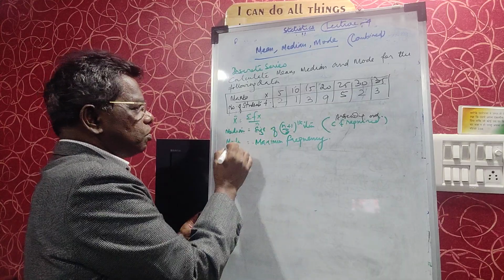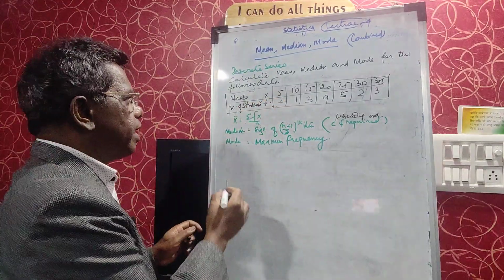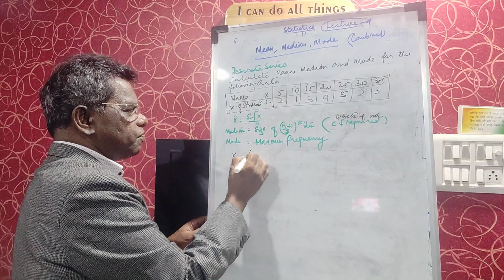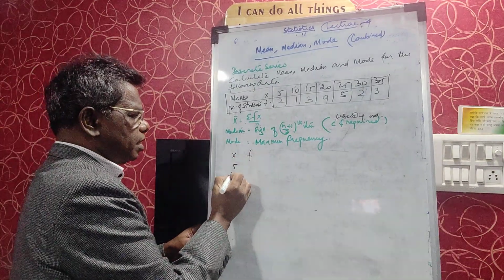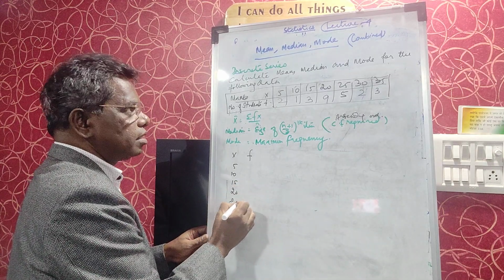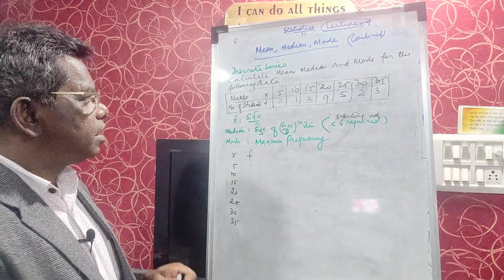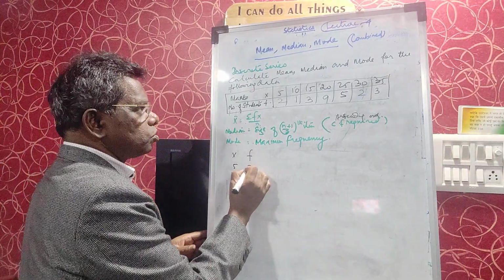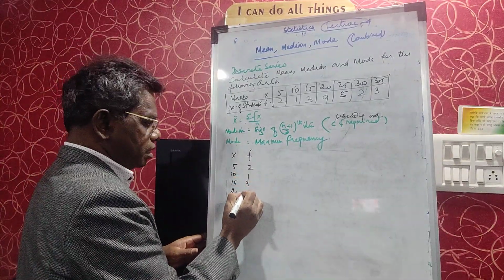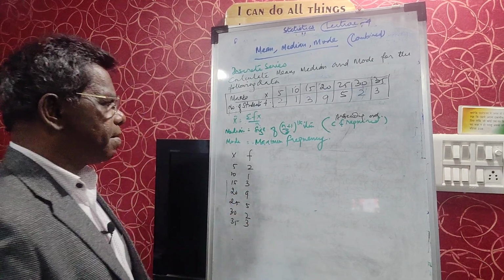X bar, what is the formula? Sigma fx upon n. So the data you have to make as x and f. So x is 5, 10, 15, 20, 25, 30 and 35. Now the frequency is 2, 1, 3, 9, 5, 2 and 3.